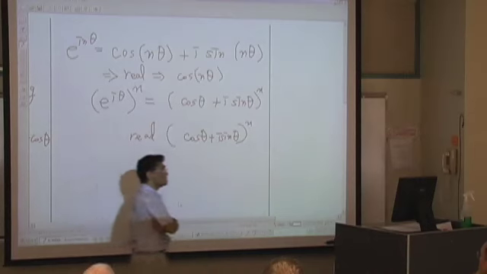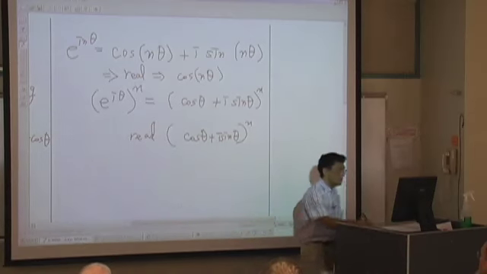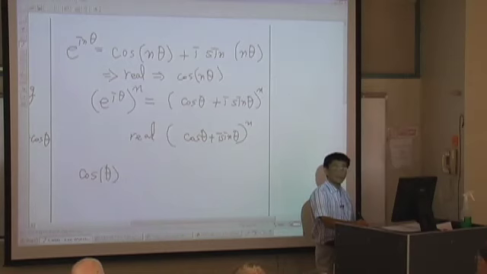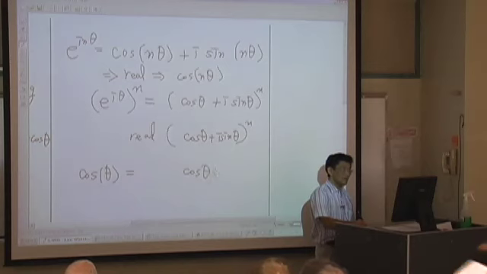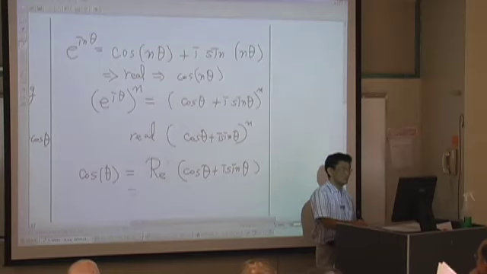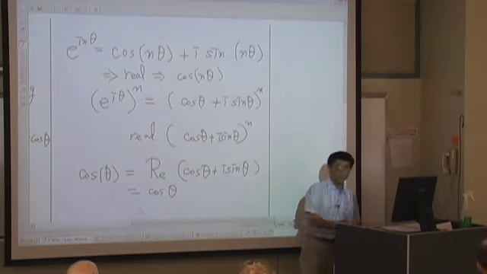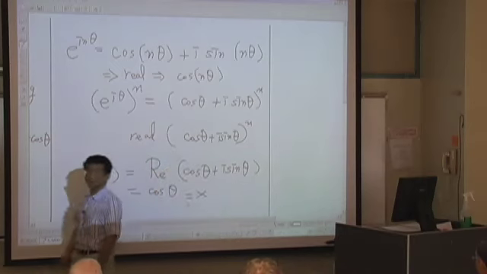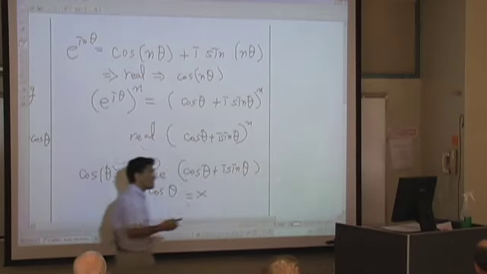So for instance, we want to calculate cosine 1 theta, right? Then cosine theta plus i sine theta to the power of 1, and then what is the real part of this thing? Cosine theta, right? So cosine theta is cosine theta, and cosine theta is known to be x, right? This is that. Now, we are not interested in one case, but two cases.